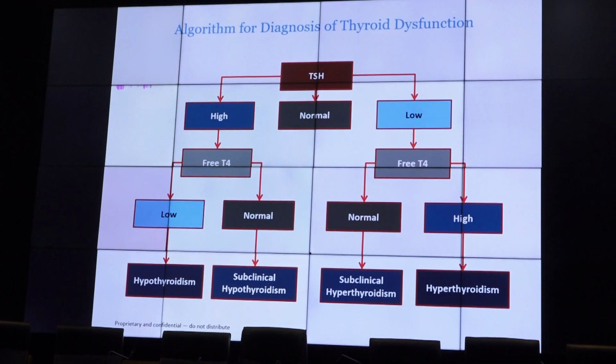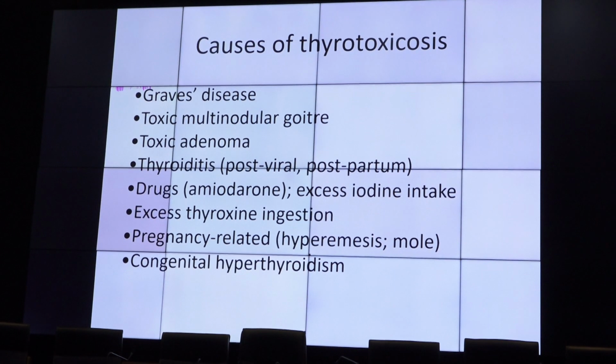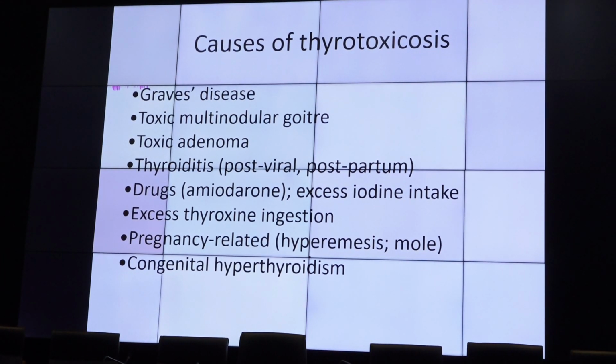Measuring the free T4 levels, if it is high, then it is thyrotoxicosis. If it is normal, it is subclinical hyperthyroidism. When the free T4 is high, there are two aspects. One is primary hyperthyroidism, the hyperfunctioning of the gland itself, and the second is the destruction of the thyroid, releasing hormones. So all these causes are here: Graves' disease, toxic multinodular goiter, toxic adenoma, congenital hyperthyroidism, and even pregnancy-related hyperemesis.